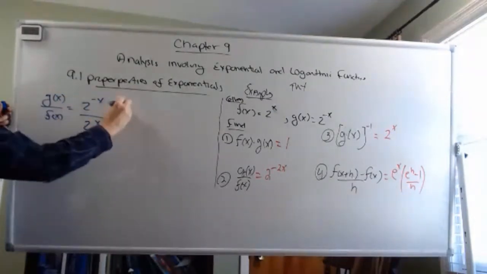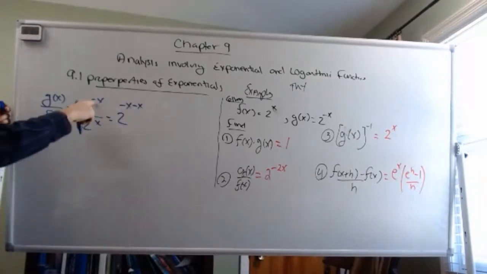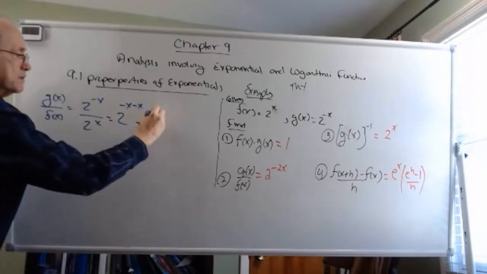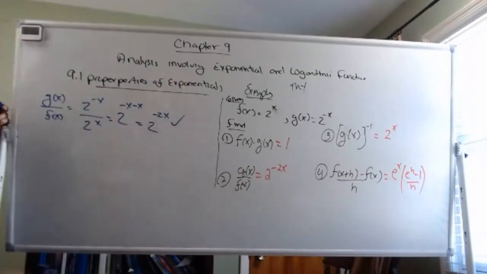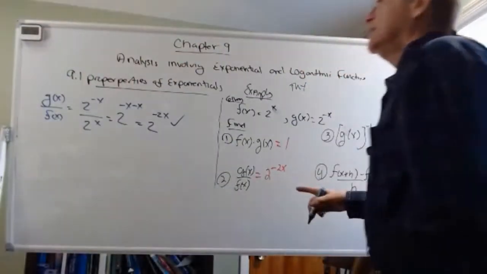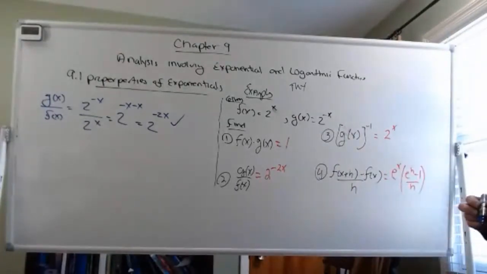So what do I do? I subtract the lower exponent from the upper exponent. So minus x minus 1 gives me negative 2x. So I just rewrote these in that form. You will have to get comfortable doing this. You need to be able to work with these exponential functions in this way.